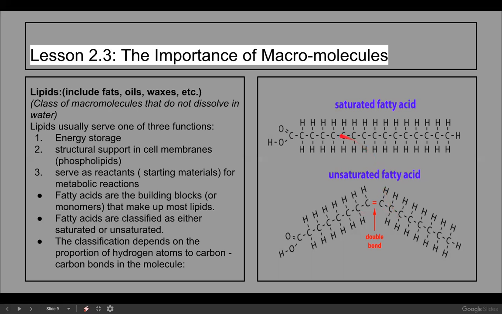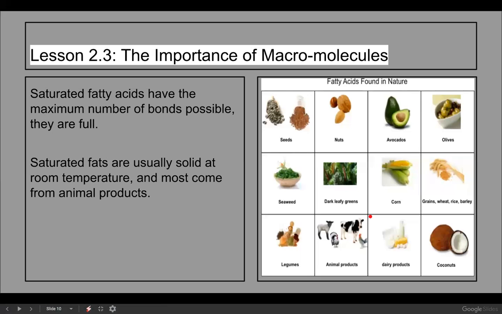So the difference being this one at room temperature is a solid. This one at room temperature is a liquid, all right? Because they can't tightly bind together because of this kink. So there's spaces and holes. This is like butter and this is oil. Saturated fatty acids have the maximum number of bonds possible. They are full. Saturated fats are usually solid at room temperature and most come from animal products. So there are examples of various kinds of fatty acids.